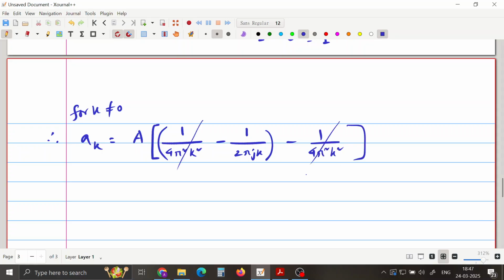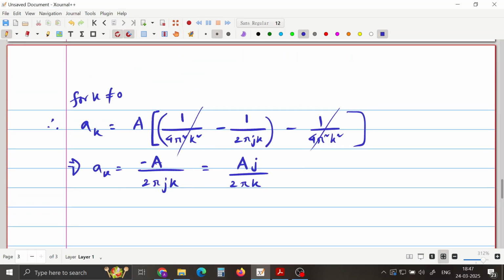So these two get cancelled, and I have A by 2 pi jk, and sorry, there will be a minus sign as well, minus A by 2 pi jk, which you can also write as A times j divided by 2 pi k, because I have minus 1 by j, so that gives me j, right? Because j square is minus 1. So now we have found the Fourier series coefficients.